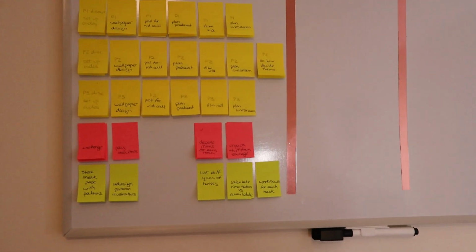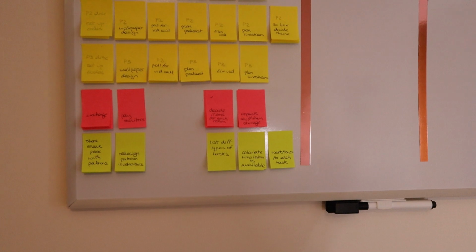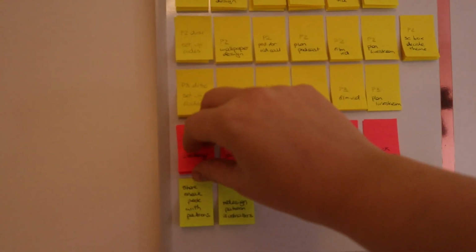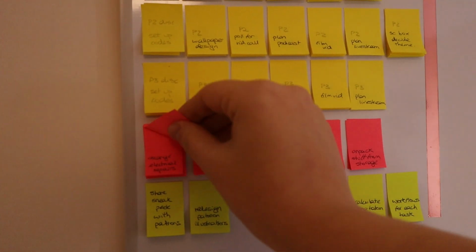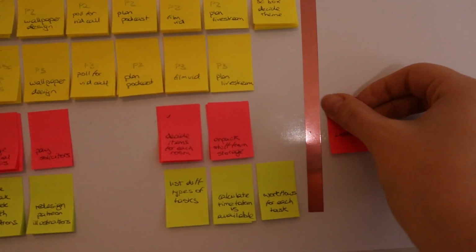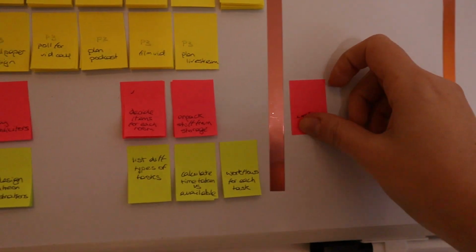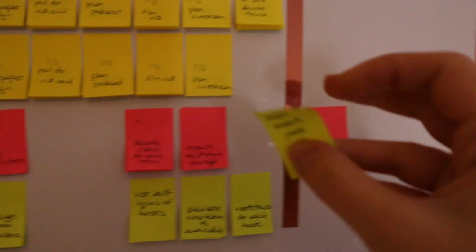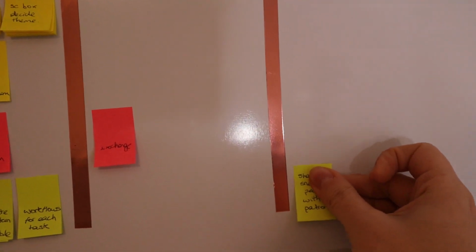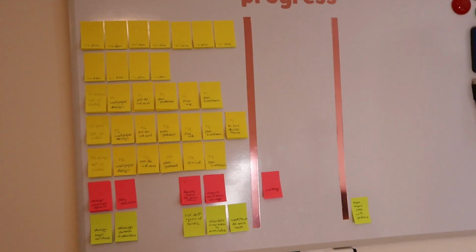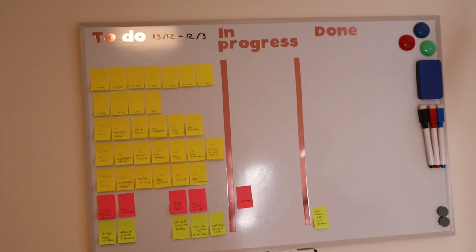So if I have a look here, I know that I've started a couple of things. So I'm working on this, so that would peel off there, that would go in the in progress column. And the same with this one, this one's actually done now, so I can put that in my done pile, and everything else is now ready to be moved across into the in progress when I start working on it.